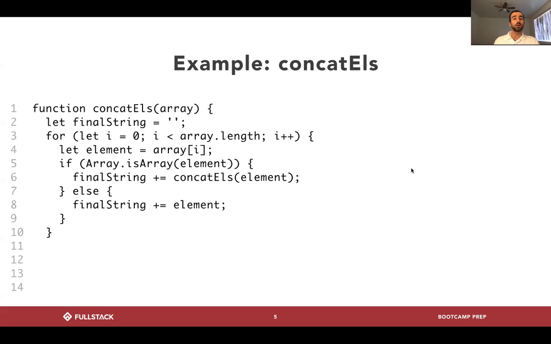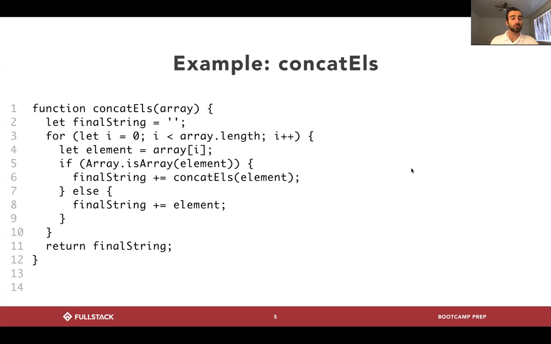If it is an array, we don't just add the element to the final string. We have to pass the element to concatElse again. So that's another call to the function, which is only expecting an array. But if it's not an array, for our purposes, we're assuming it's either an array or a string. So on line 8, we add it there. So that's the if-else like we had before, like we had in the example just before, where we're checking if something's an array, and if it's not, we're going to do something else with it.